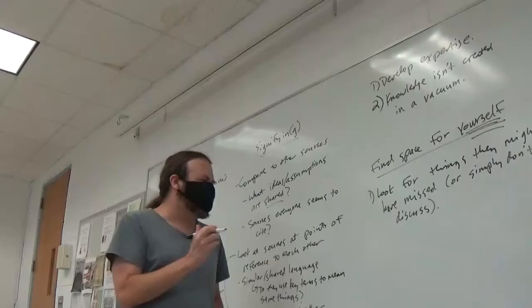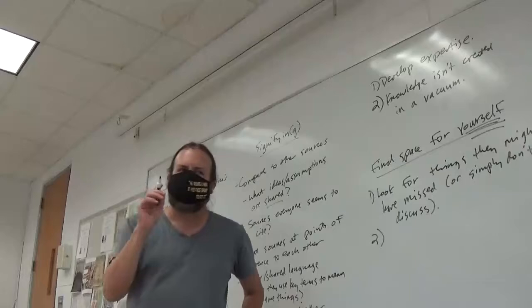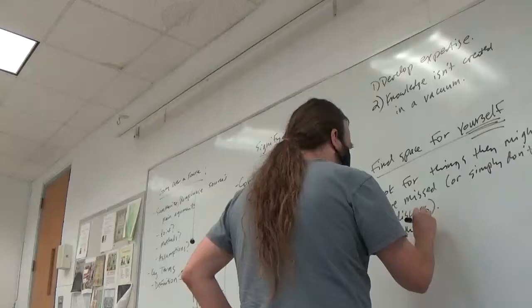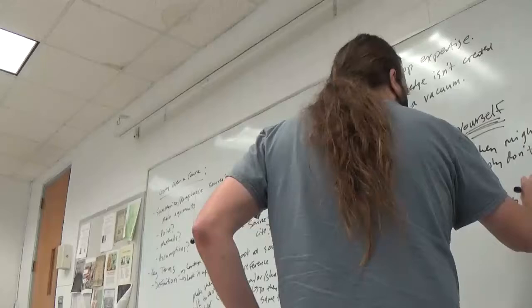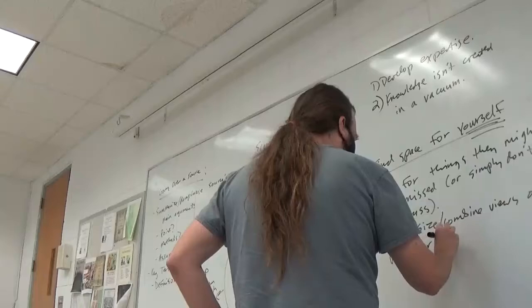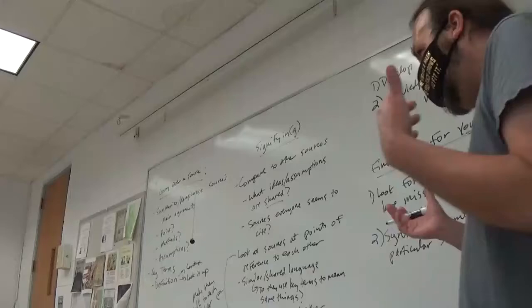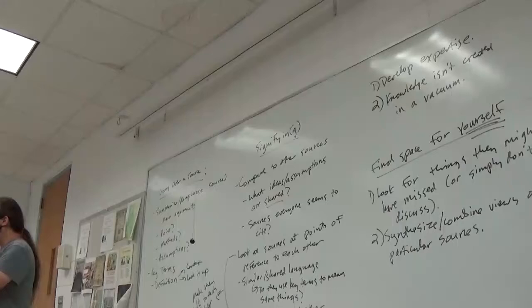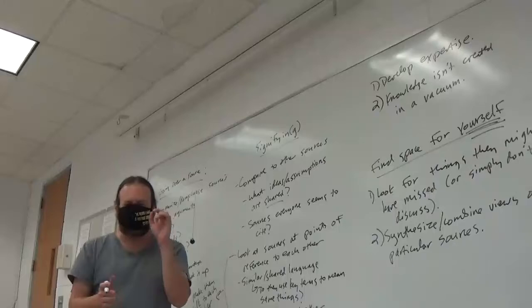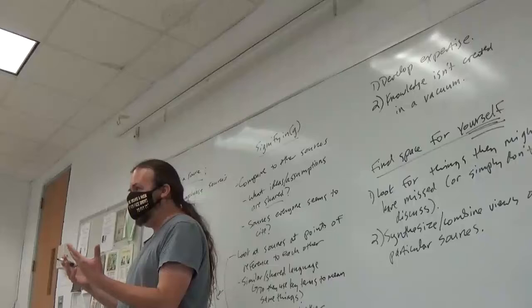You might also want to try to synthesize or combine the views of particular sources, right? So you might say, well, I think that source X is probably right about this, but I'm not quite on board with this other thing that they're saying. Whereas source Y, I really kind of like this part of their argument, right? So you can take various parts of your sources' arguments, provided that you're citing properly, and you can try to synthesize them into an individual position, right?